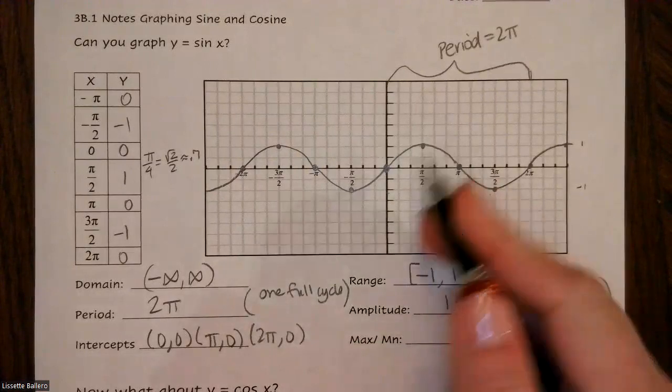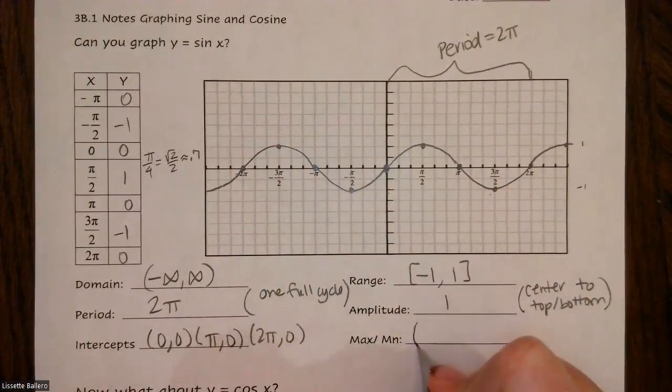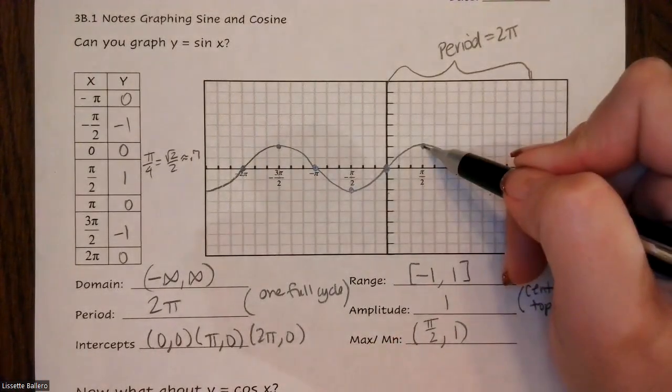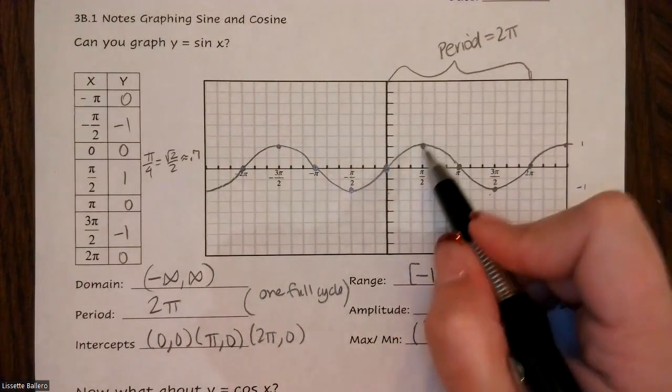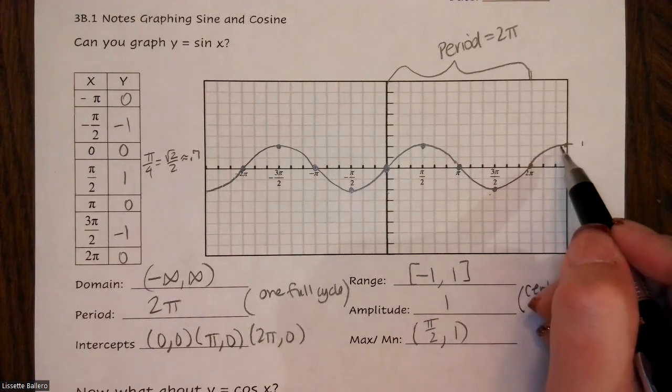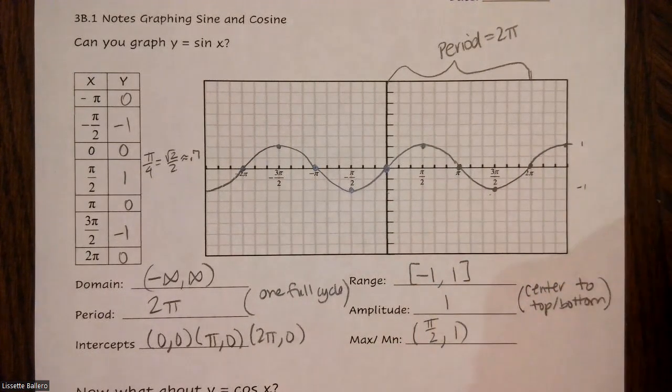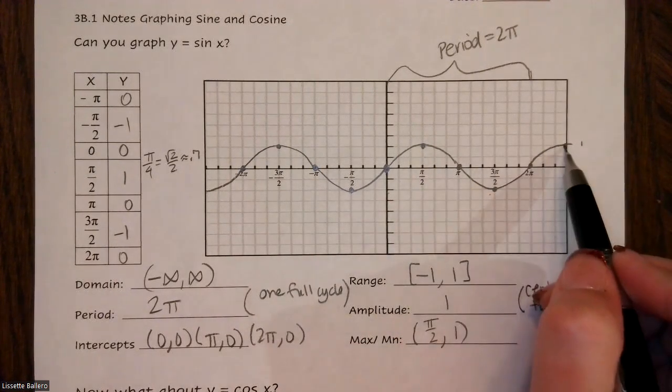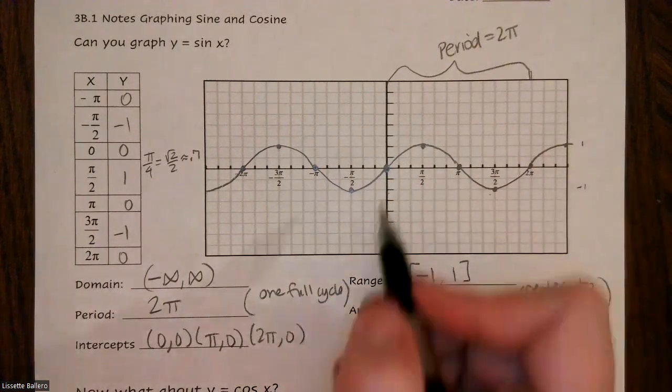For our max and min, we'll just deal with the first cycle again. We've got our first one at pi over 2 and 1. That's going to be our first max. Since one full period puts that point right back in the same exact place, then every 2 pi we would be back at the top of this graph.